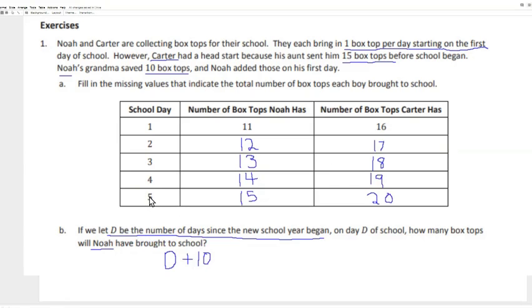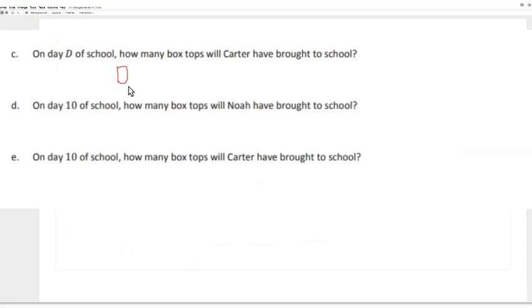Hopefully you see that 15 is being added each time to the number of the day of school. So on day 1 he brings 1 plus 15, which is 16. On day 2 he's brought the second one plus 15 is 17, and so forth.